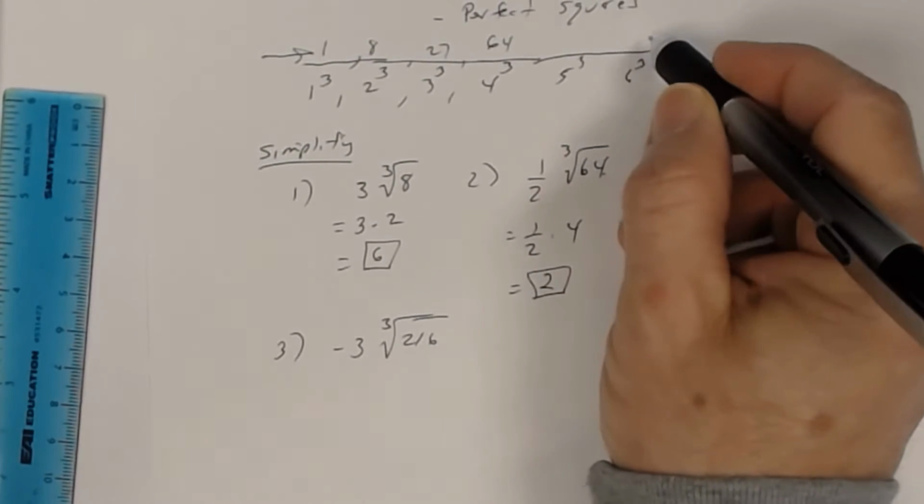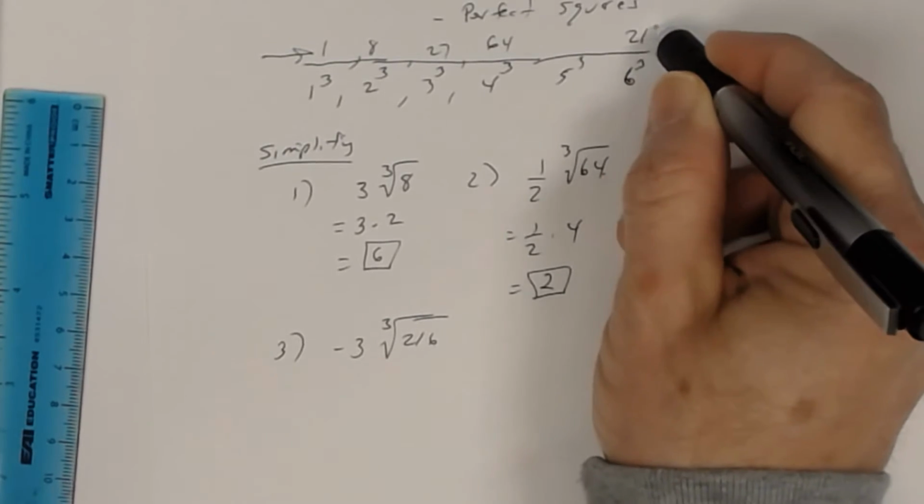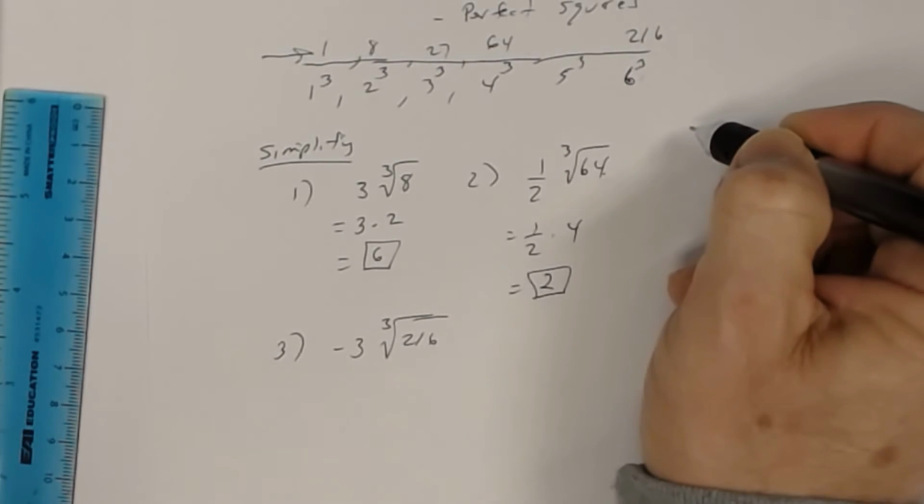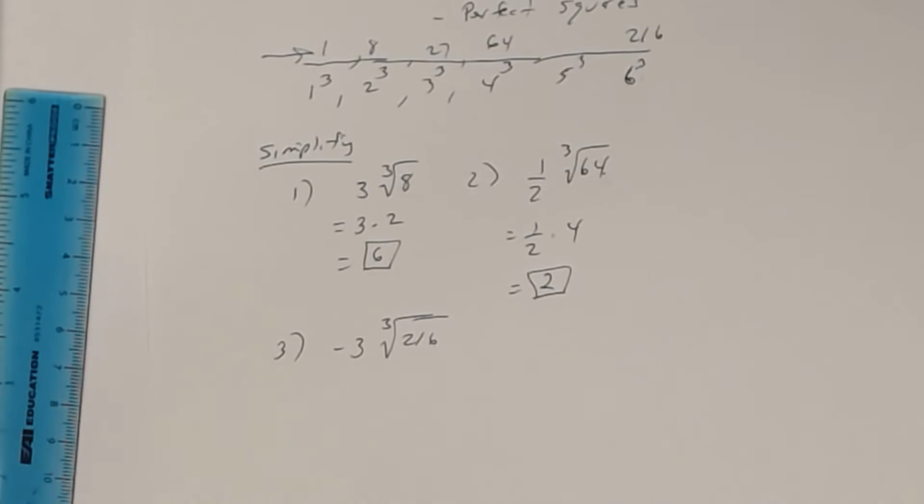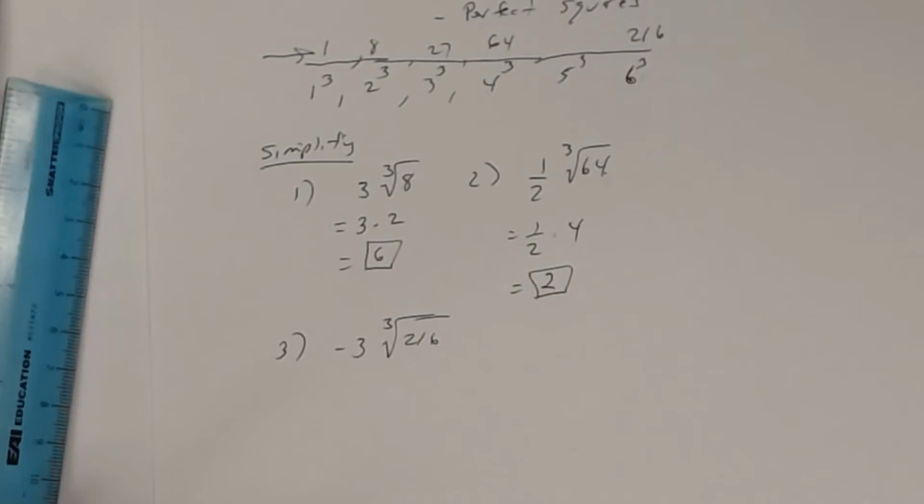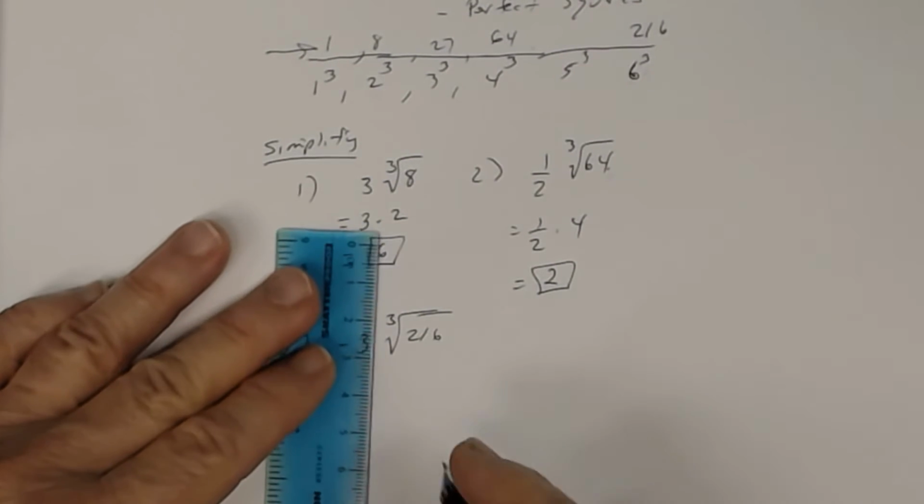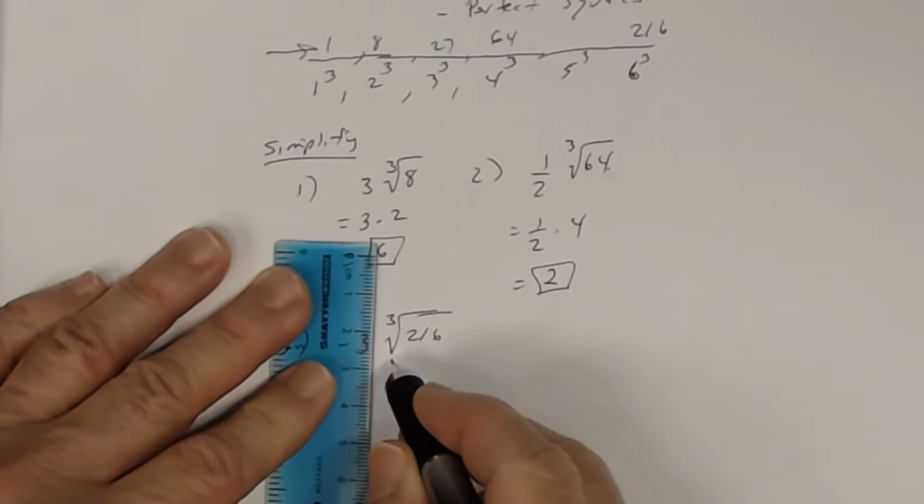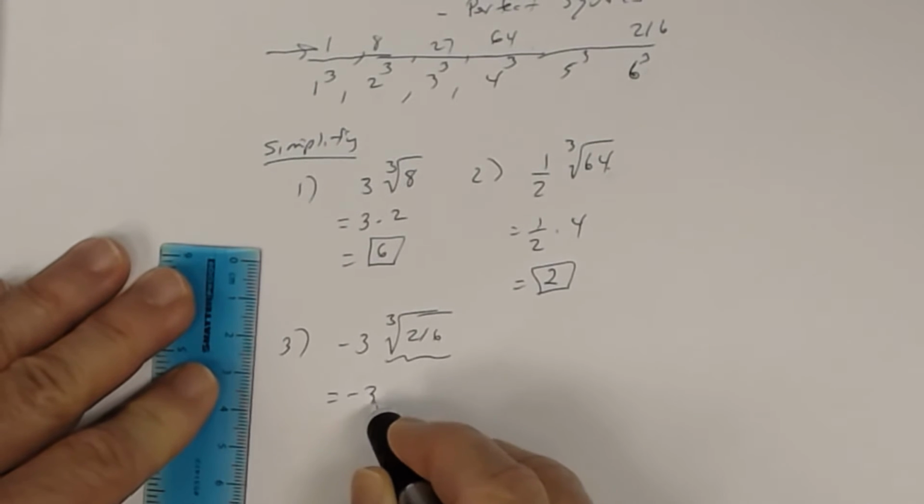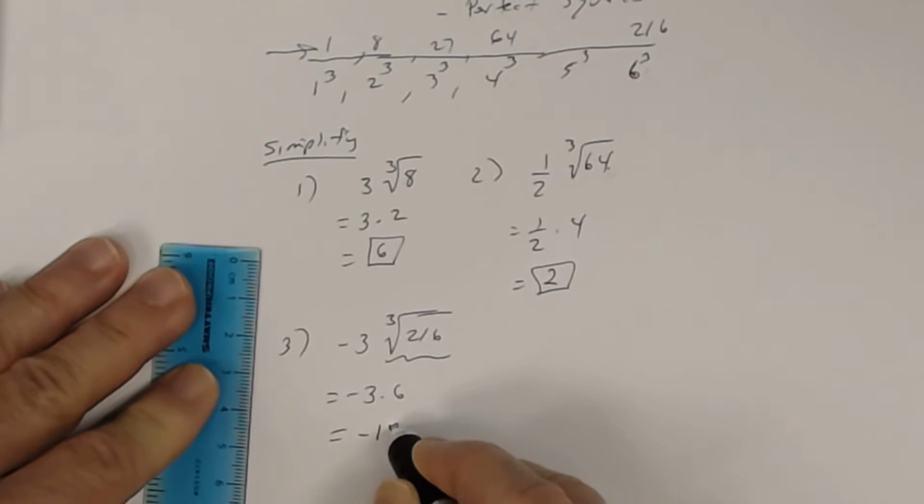So the cube root of 216 is 6, because 6 cubed is 216. So this becomes negative 3 times 6. See, this is 6 here. So it becomes negative 3 times 6, which is negative 18.